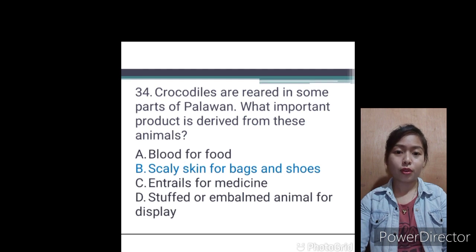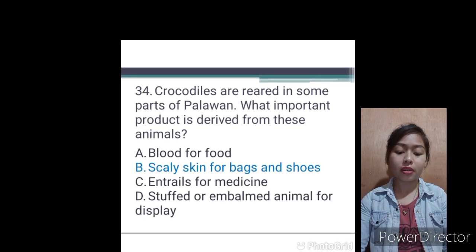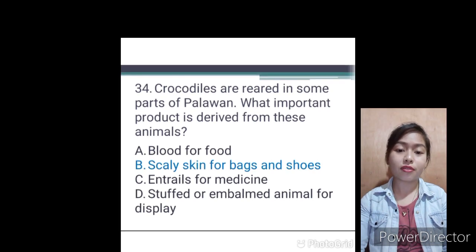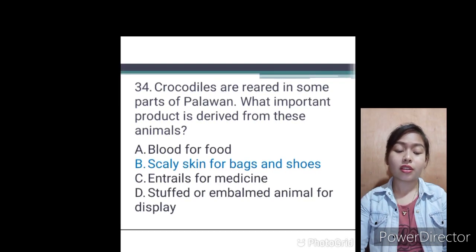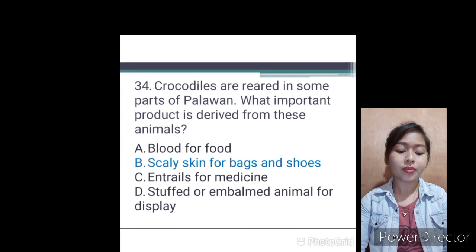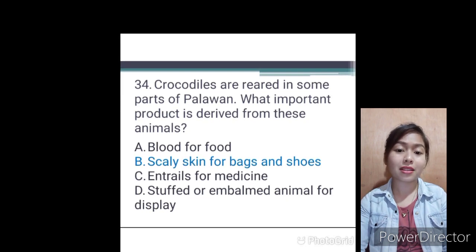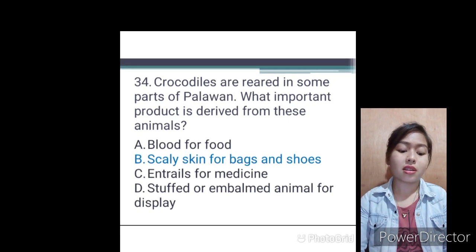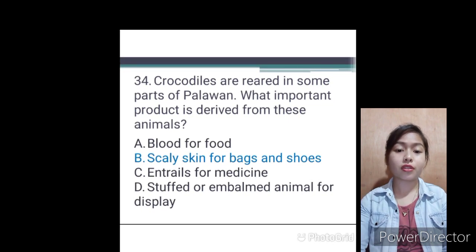Item number 74. Crocodiles are reared in some parts of Palawan. What important product is derived from this animal? Letter A. Blood for food. B. Scaly skin for bags and shoes. C. Entrails for medicine. D. Stuffed or embalmed animal for display.